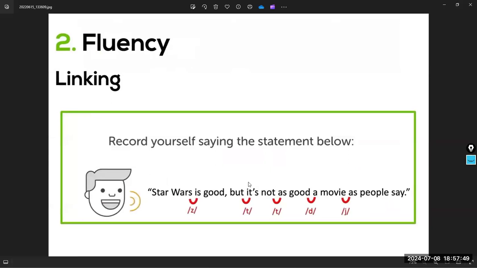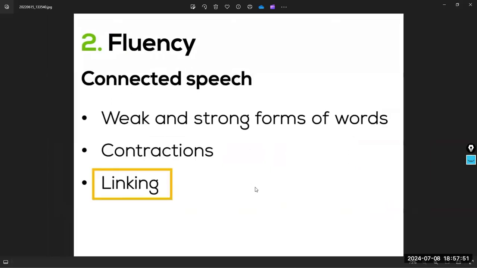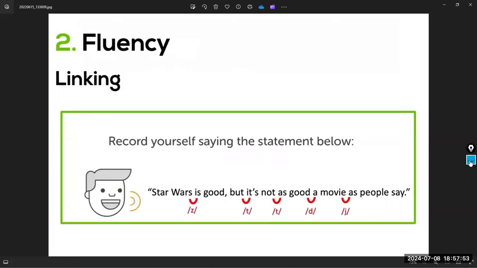Okay. Now, the meaning of linking is the linking of sounds between words. For example, you have to say "Star Wars good." Notice if I want to say "Star Wars good," I approximately didn't pronounce the verb "to be" clearly. So this is the meaning of linking.